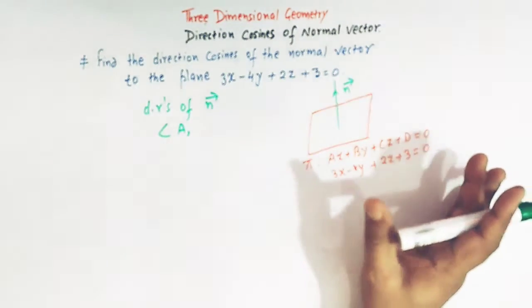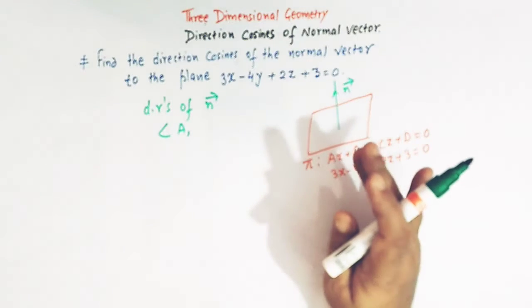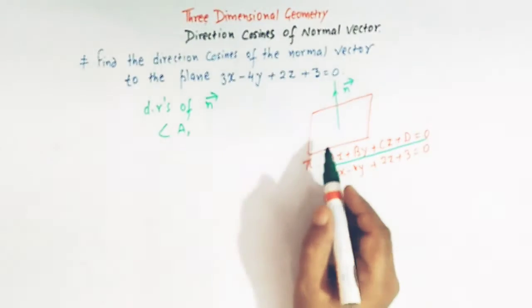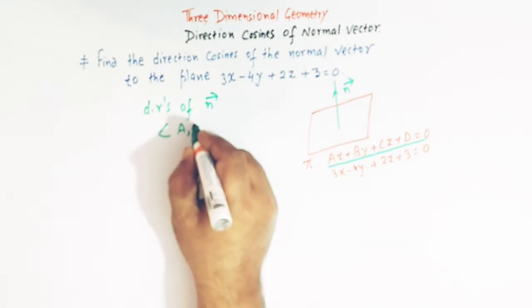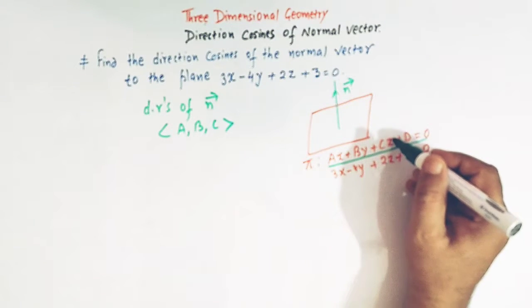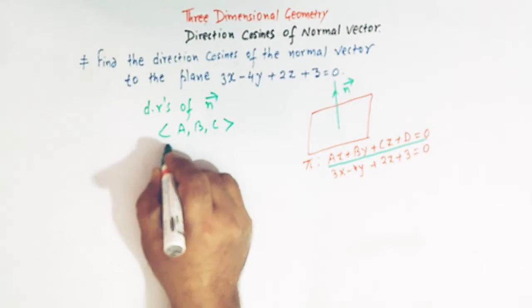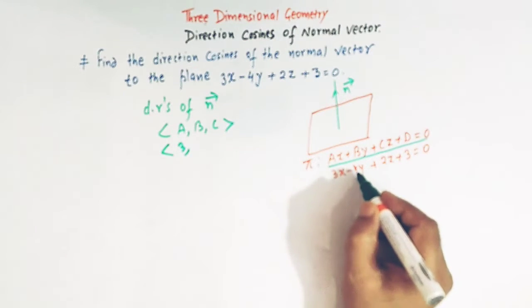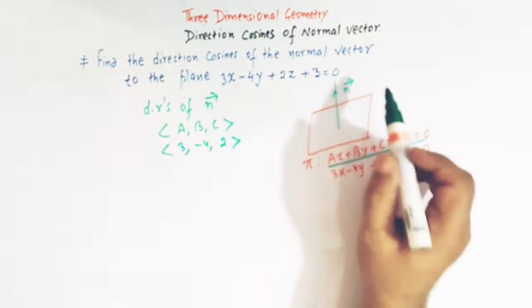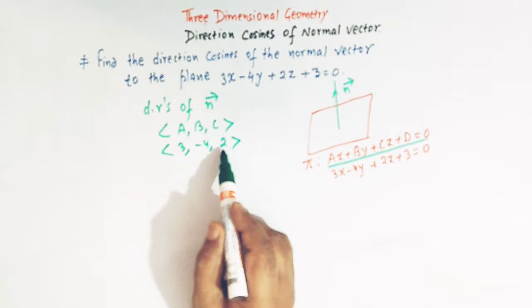If the equation of the plane is not in this form, then first of all we modify the equation to this standard form. So the DRs of the normal vector are given by a, b, and c. Now if we compare this equation with this equation, then the direction ratios can be written as 3, then we have minus 4, and then we have 2. So the direction ratios of this normal vector are 3, minus 4, and 2.